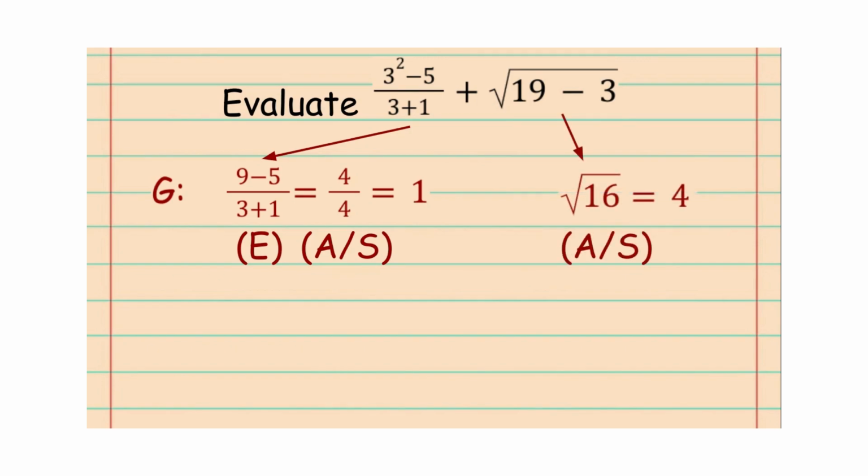The next group is going to be that square root of quantity 19 minus 3. That square root is a grouping symbol with a little extra. So first I handle the 19 minus 3 and I get 16. Then and only then am I able to apply a square root, which would get me 4. Then I take the 1 from my first expression and the 4 from my second expression and add them together to get 5, which is my final answer.